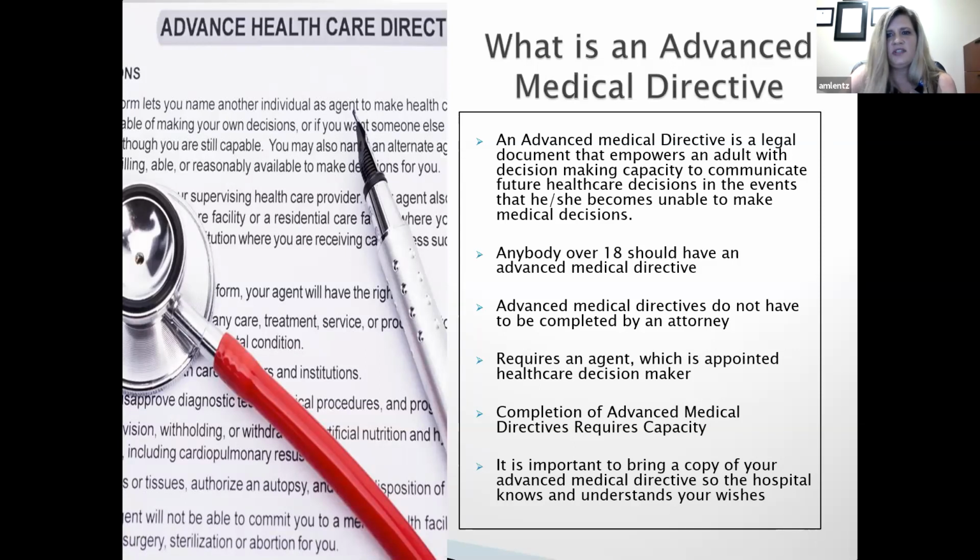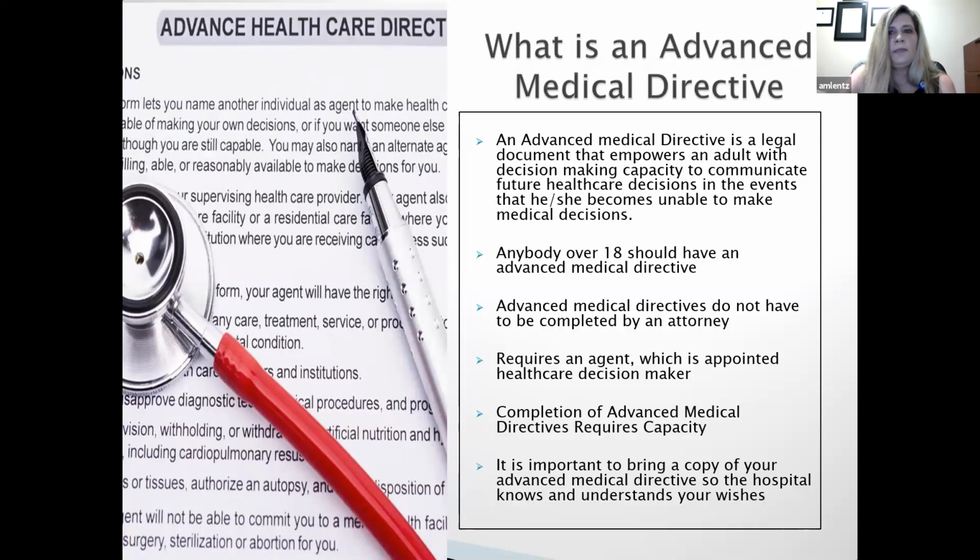Advanced medical directives do not have to be completed by an attorney. That is the old way. You used to always have to go to the attorney's office and pay some money. You no longer have to do this. You can have this completed, one, in the hospital or two, by your primary care doctor. It requires an agent. If you ask what an agent is, it's really the person you appoint to be your decision maker. It does not have to be someone in your family. It could be your neighbor, your best friend.